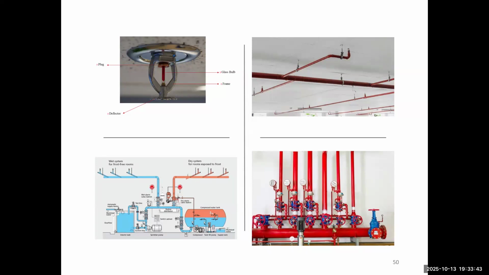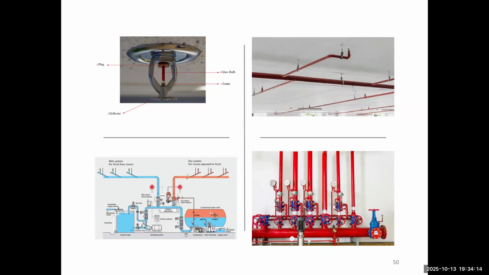In the left figure, we can see this kind of sprinkler head. This is a typical sprinkler head, and the key component of the sprinkler head is the heat sensitive element. That is a kind of temperature dependent element, and it will activate if the temperature reaches the criteria.